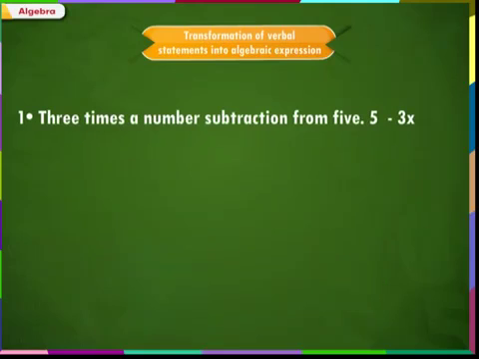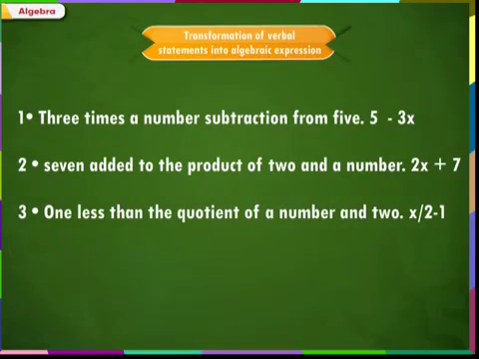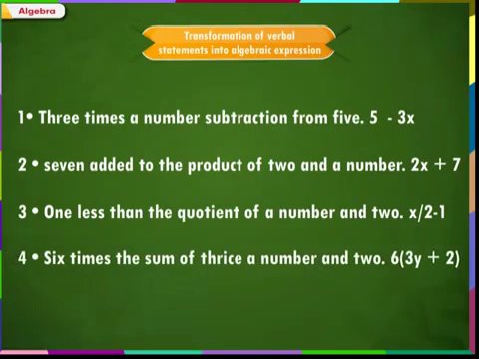1. 3 times a number, subtracted from 5: 5 minus 3x. 2. 7 added to the product of 2 and a number: 2x plus 7. 3. 1 less than the quotient of a number and 2: x divided by 2 minus 1. 4. 6 times the sum of thrice a number and 2: 6 bracket 3y plus 2.